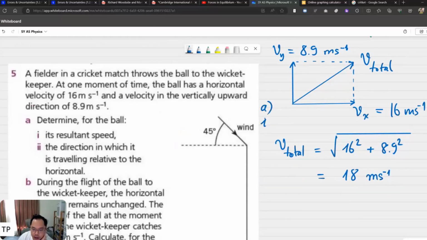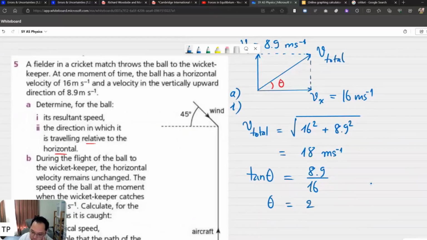Question 2: the direction in which it is traveling relative to the horizontal. Please determine that angle. Easy, use tan or sine or cosine. Tan theta is opposite, which is 8.9, over adjacent, 16. So the angle is 29 degrees. During the flight of the ball to the wicket keeper, the horizontal velocity remains unchanged, meaning 16 doesn't change.